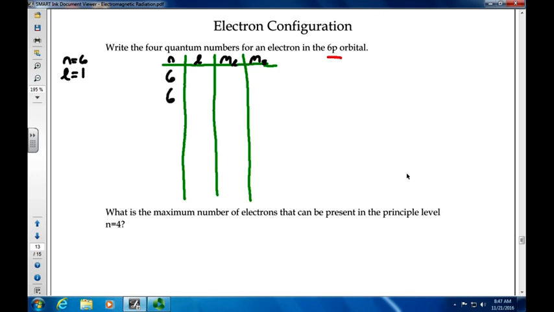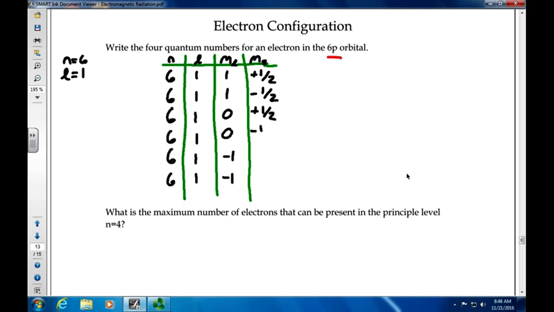1, 2, 3, 4. And for each one, we will consistently have our N and L being 6 and 1 respectively. So when M sub L is 1, M sub S can be plus 1/2, or M sub S can be minus 1/2. And again, we do that with 0 and -1. Plus 1/2, minus 1/2.